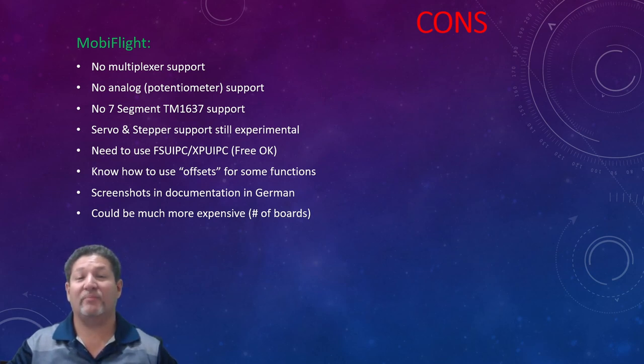But you get my point, right? Instead of spending hundreds and hundreds of dollars on Megas and Megas and Megas, you can only spend maybe $20 to $30 on a bunch of multiplexer boards. And each multiplexer board gives you 16 inputs or outputs. So you can see where I'm going with that. That's why I think that MobiFlight can be much more expensive if you're going to build a very complex setup.